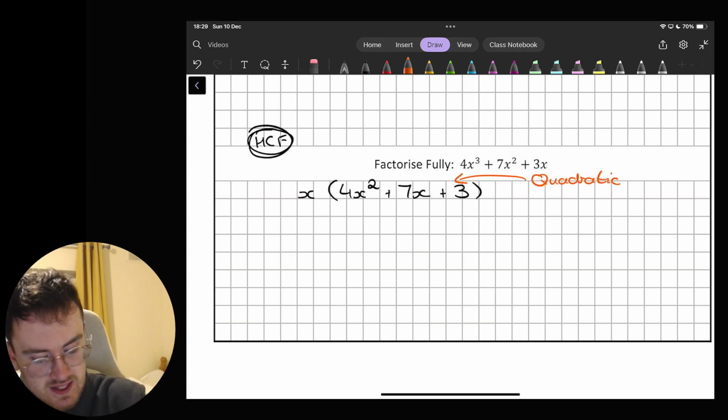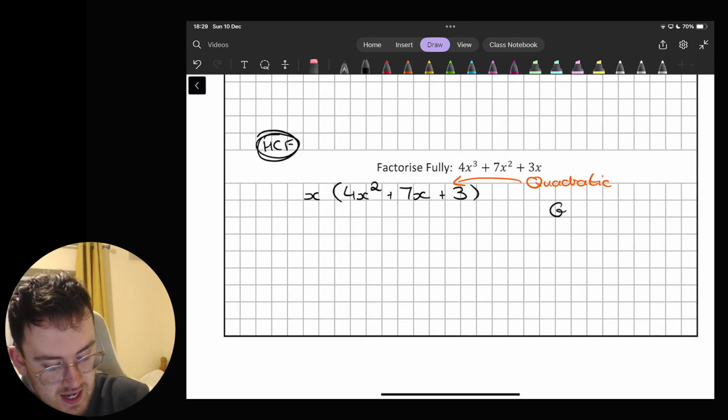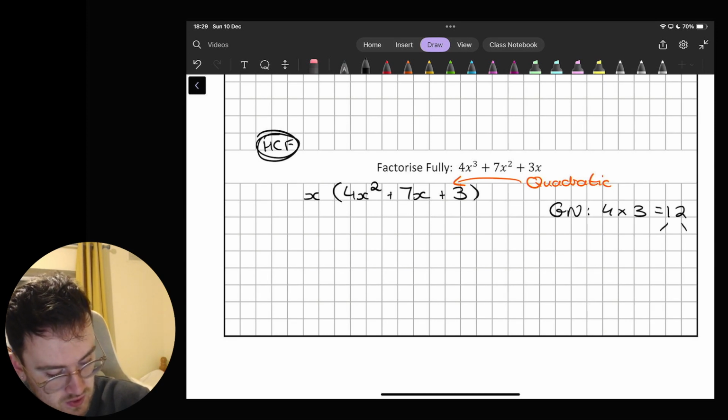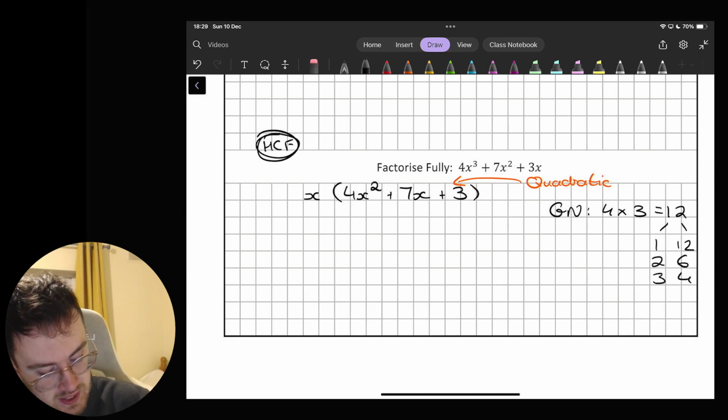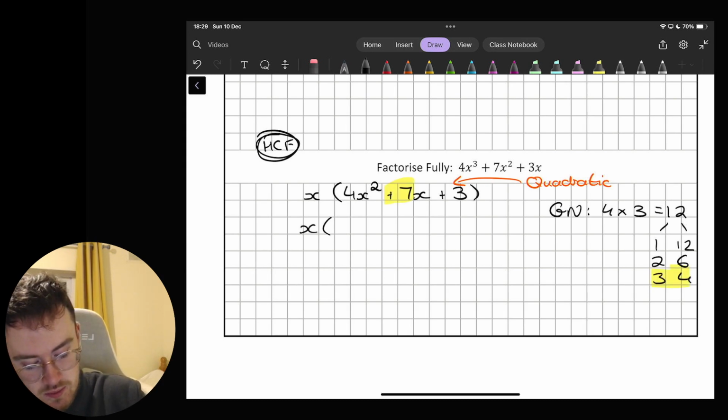Okay, what's left on the inside there is a quadratic. So I actually can't stop here yet. I have to continue. So I find my guide number, 4 by 3 gives me 12. Factors of 12: 1 and 12, 3 and 4, or sorry, 2 and 6, 3 and 4. I'm going to be taking 3 and 4 this time because I can see straight away it's going to be positive because it has to add up to plus 7.